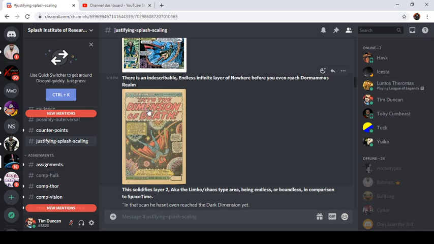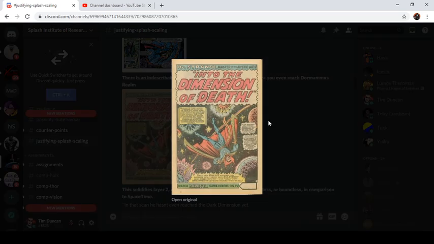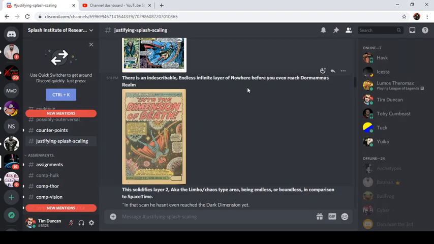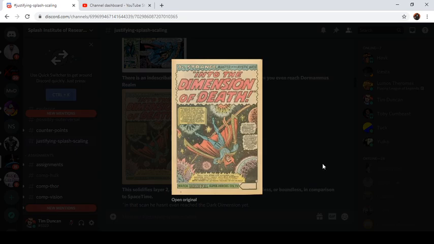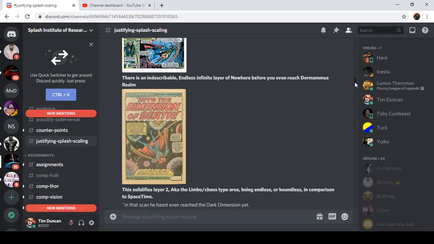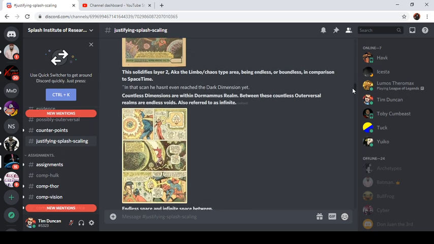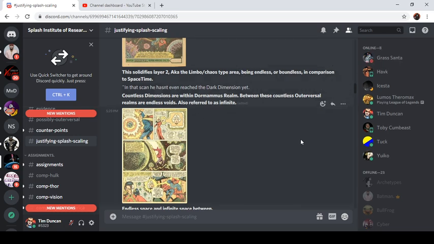There is also an indescribable, endless, infinite layer of nowhere before you even reach Dormammu's realm. We learned this when Doctor Strange was traveling there. This solidifies that layer 2, aka the limbo chaos type area, being endless or boundless in comparison to space-time is fair. By the way, they hadn't even reached Dormammu's realm yet, which is crazy.